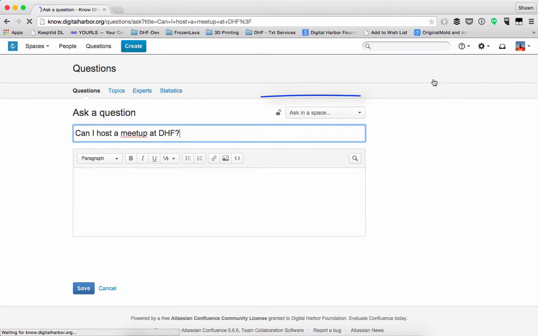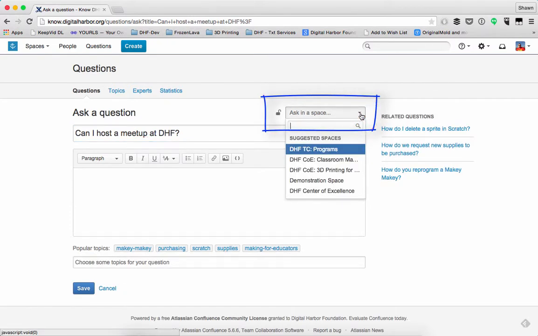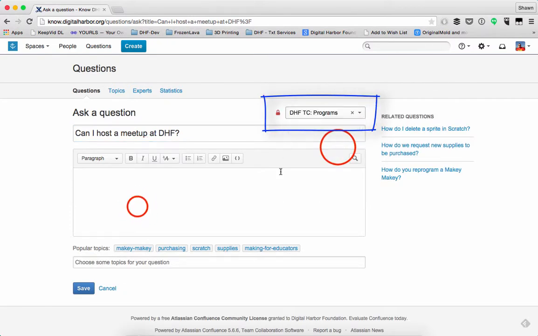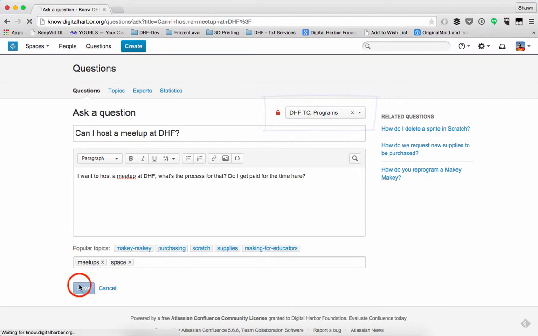Questions can also be asked in a specific space if you want them to be private. An example of this would be questions related to DHF operations specifically. By choosing a space for your question, only people with access to that space can see and answer your question.